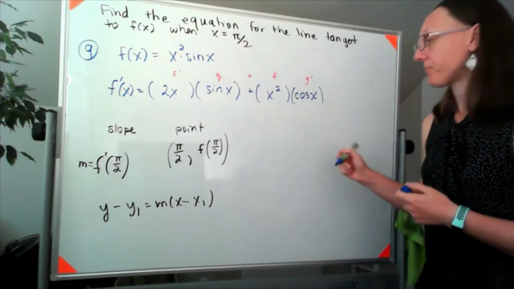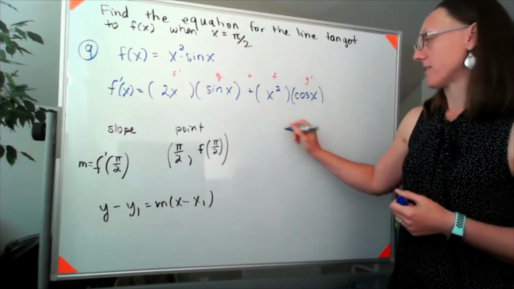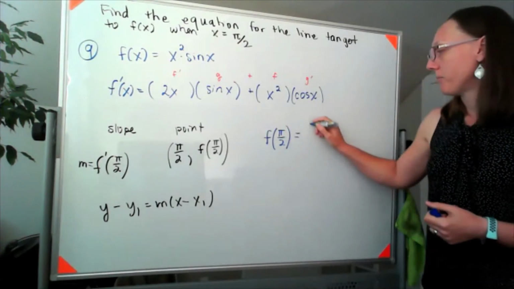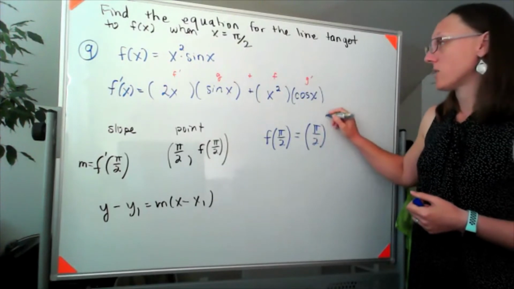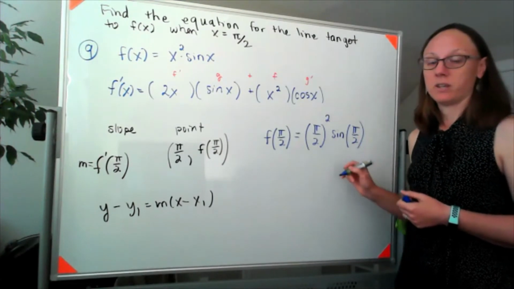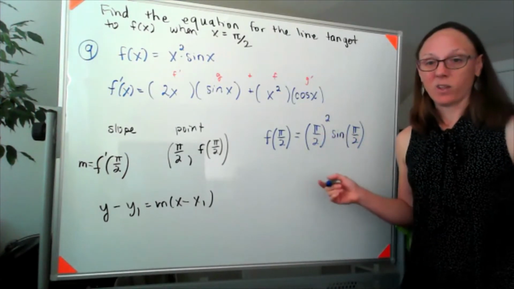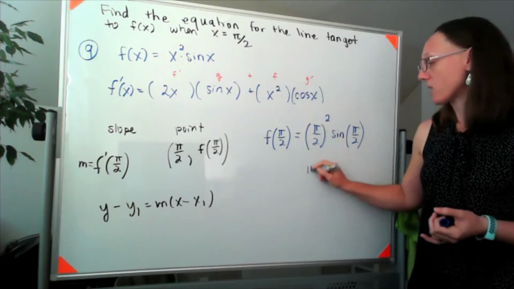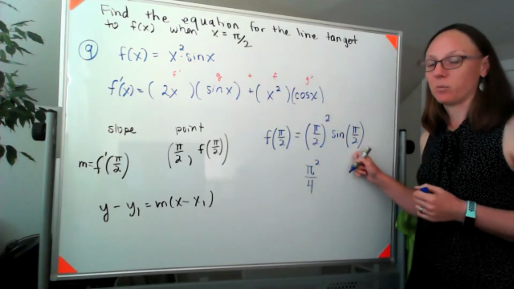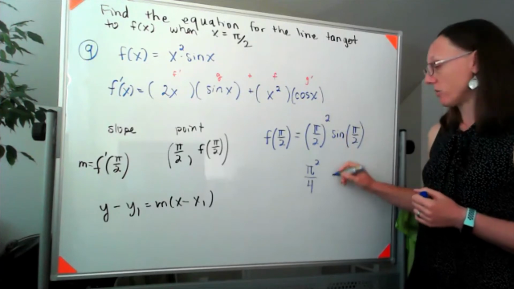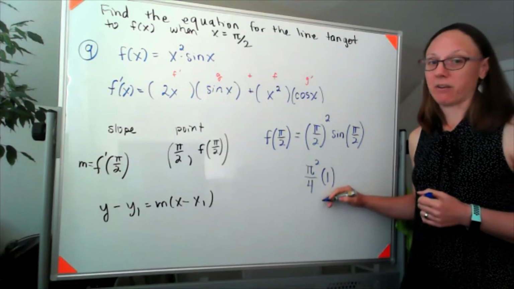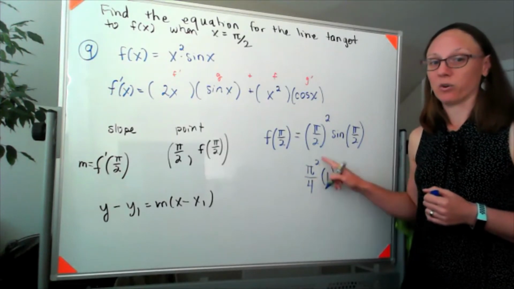Now for the trig. Let's figure out what f of pi over 2 is. So f of pi over 2 looks like pi over 2 squared times sine of pi over 2. Pi over 2 squared, there's not really a whole lot I can do with that. I could write that as pi squared over 4. But sine of pi over 2 is a number that we should know. And sine of pi over 2 is equal to 1.